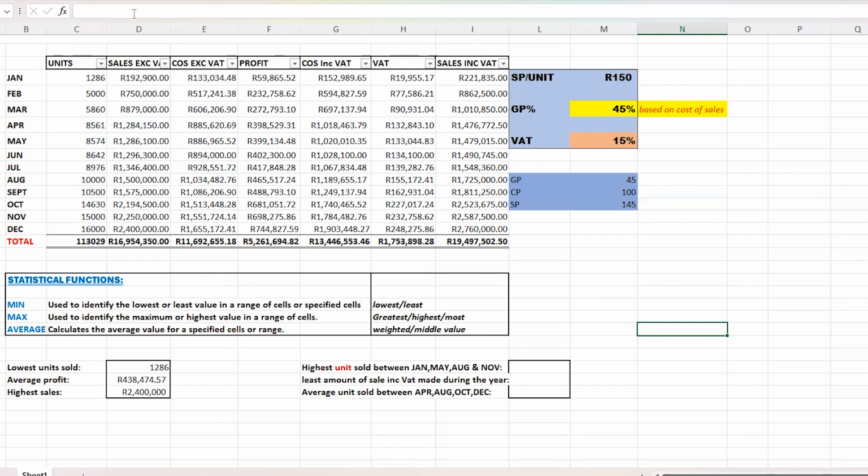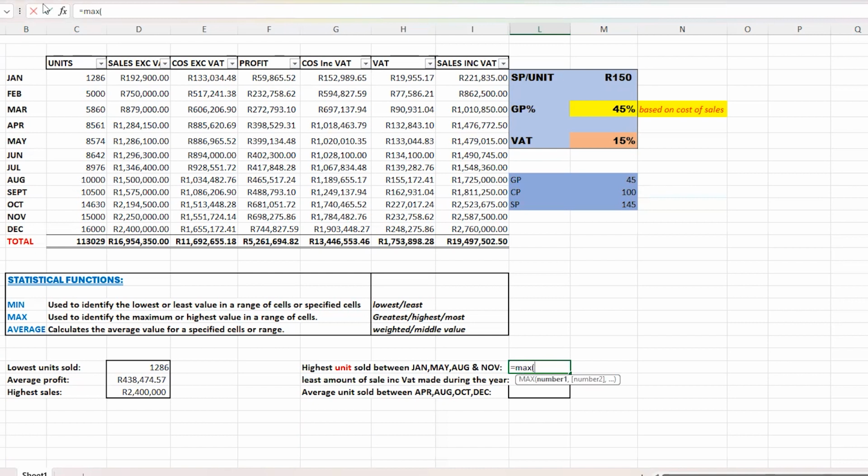All right. So the highest units sold between, pay attention, between January, May, August, and November. So highest is maximum, so equals to max, open brackets, and then I'm going to select from January.